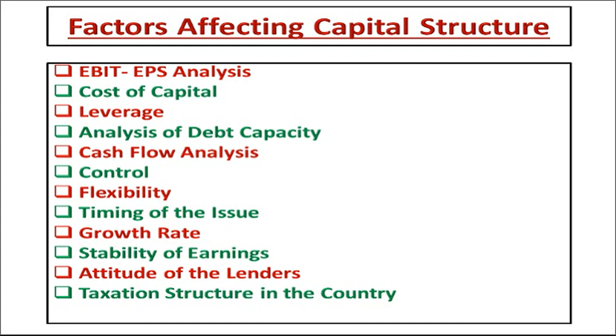Okay. Next is the stability of the earnings. As I said, if a company has stable earnings, it is good for going for the debt sources, and if the company has fluctuating earnings, then it is better to go for the equity sources.